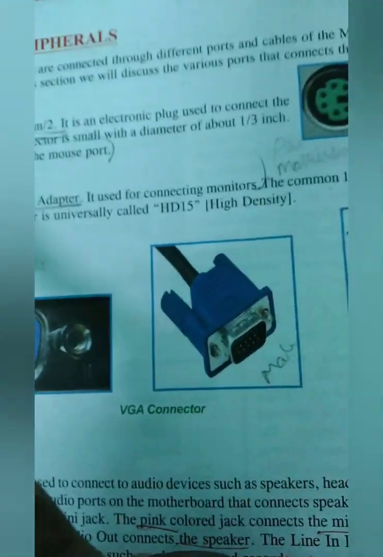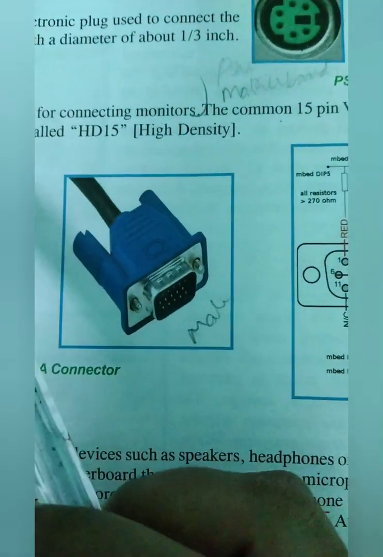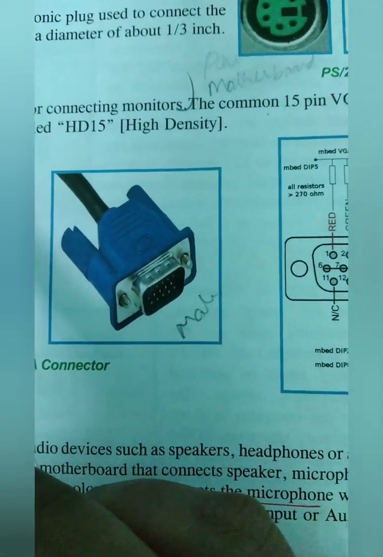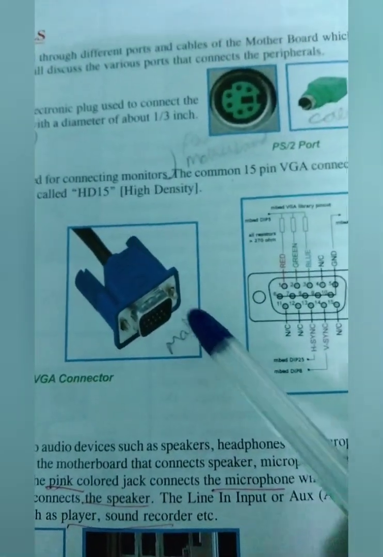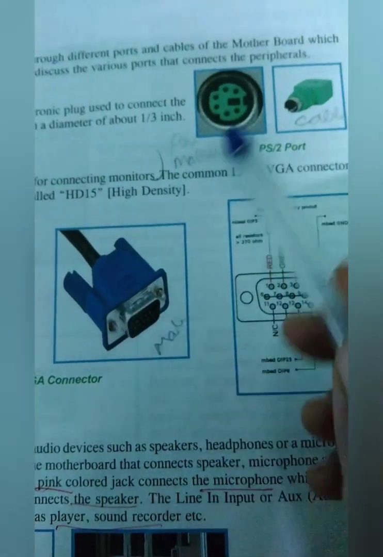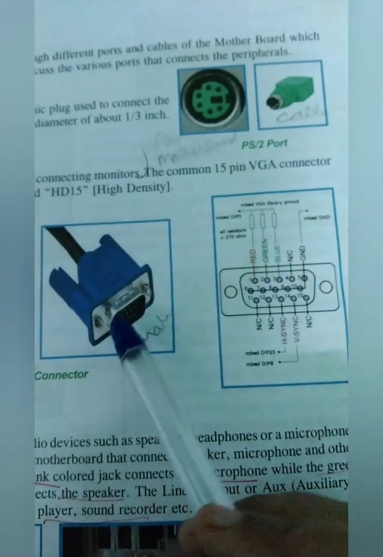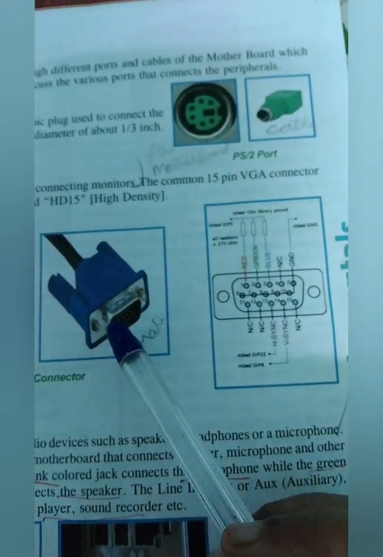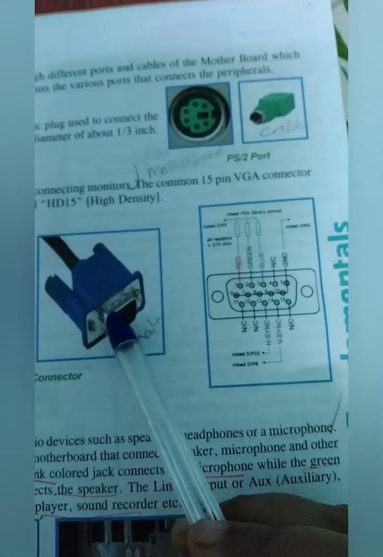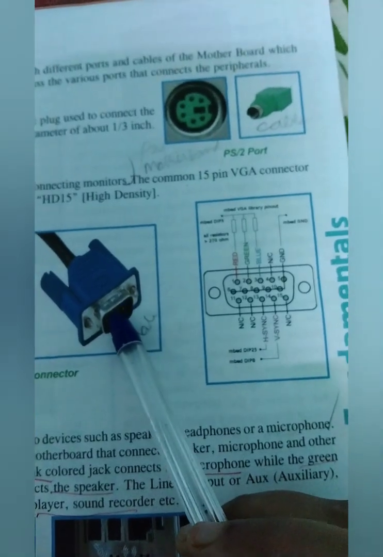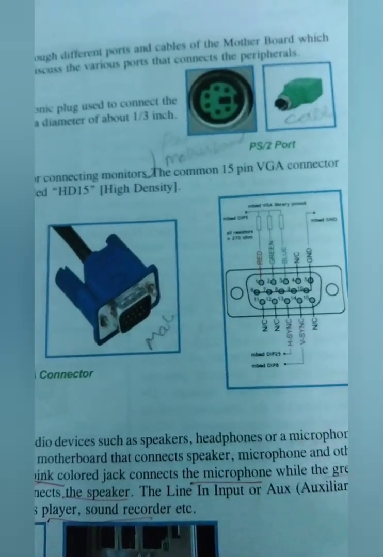The next topic is the VGA connector. VGA stands for Video Graphics Adapter, and it is used to connect the monitor. The PS2 port is used for connecting the keyboard or mouse, and the VGA connector is used to connect the monitor, and it has 15 pins. It is universally called HD15. HD stands for high density.